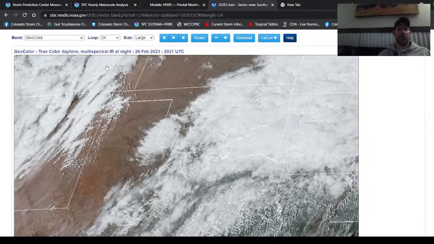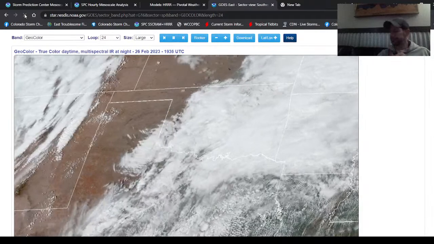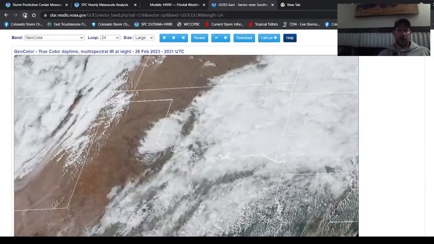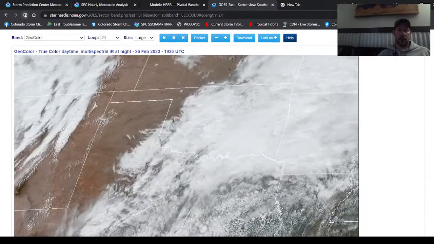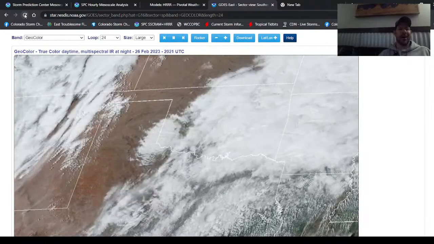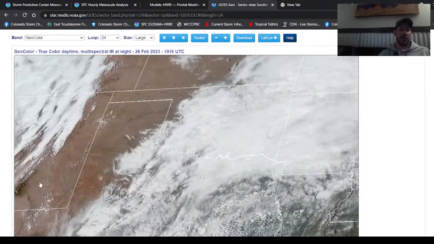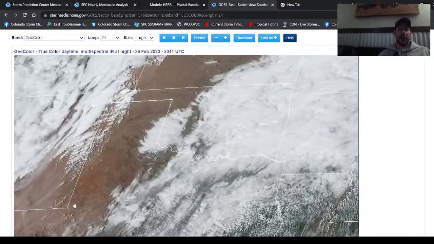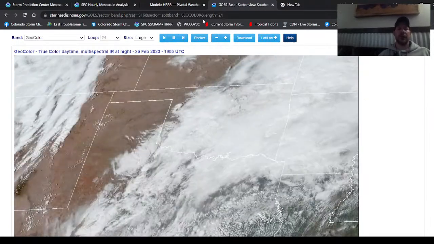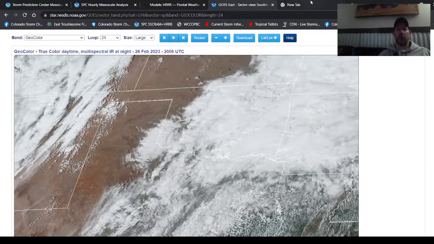Here's also going to be a problem. I'm going to go back to the radar loop. I mean, the satellite. Man, we're blowing a ton of dust. Man, we're going to have a dusty chase for those guys out here today. So much wind, rocking forward.